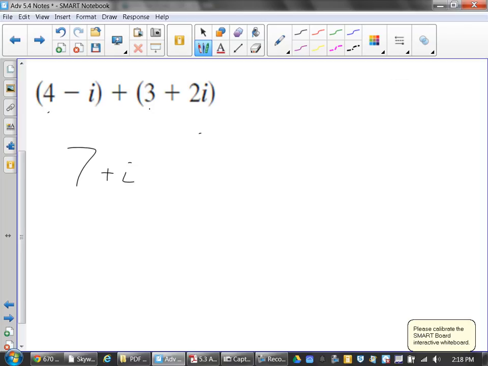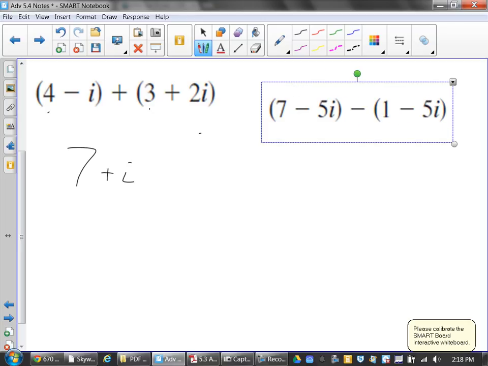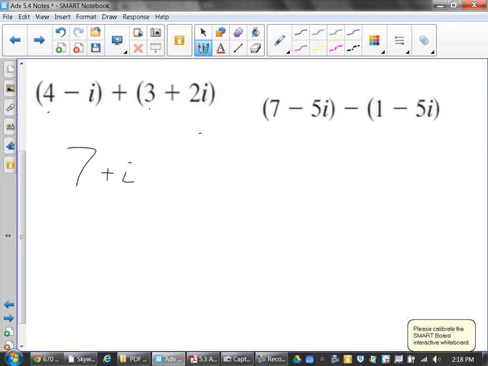Now, the other part of this, where it gets to be a little bit weird, is how this is written via subtraction. If you look at it, you have 7 minus 5i minus the quantity 1 minus 5i.